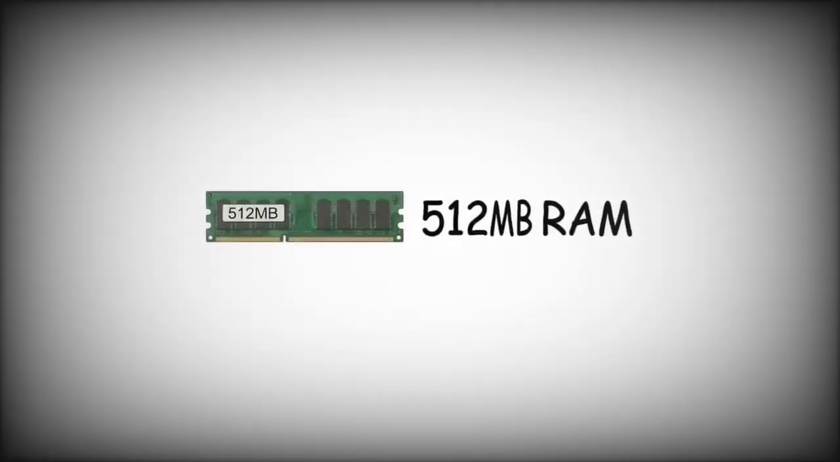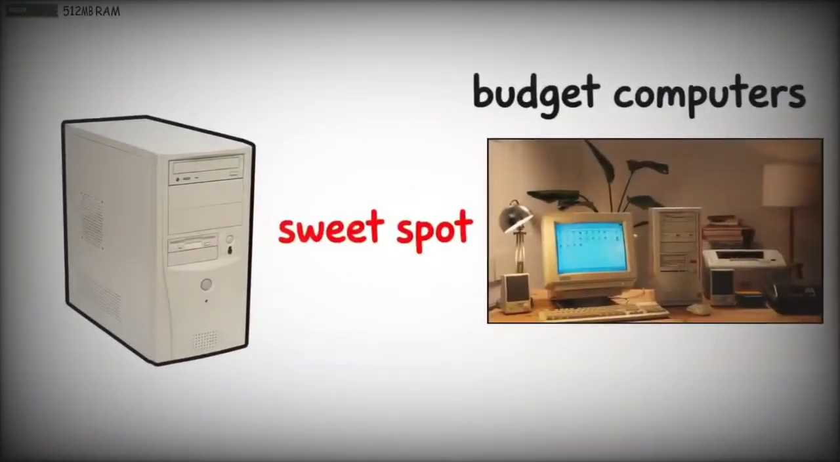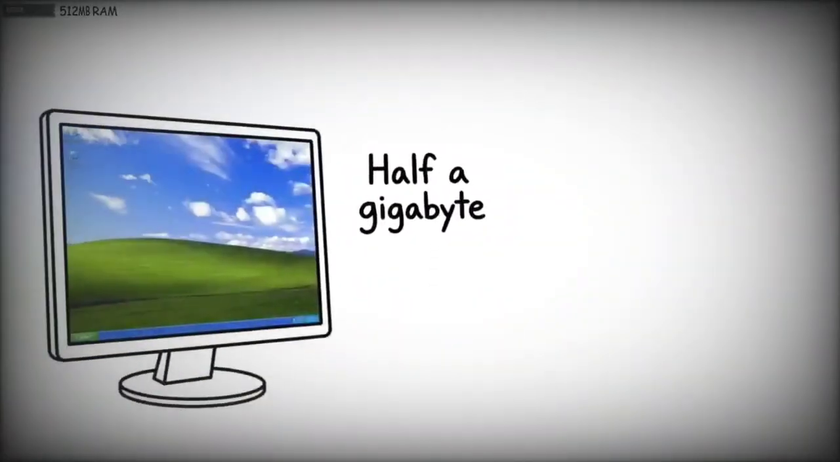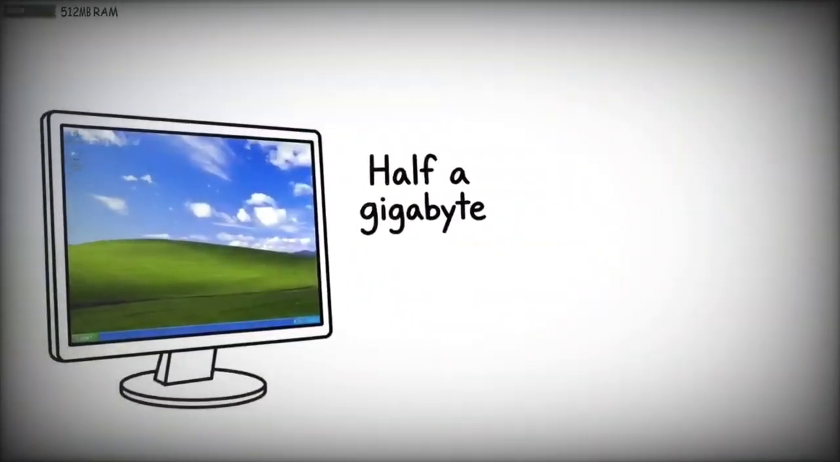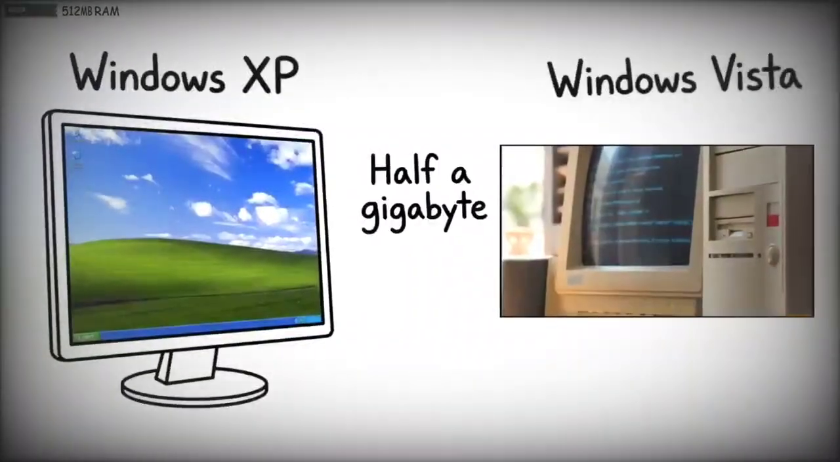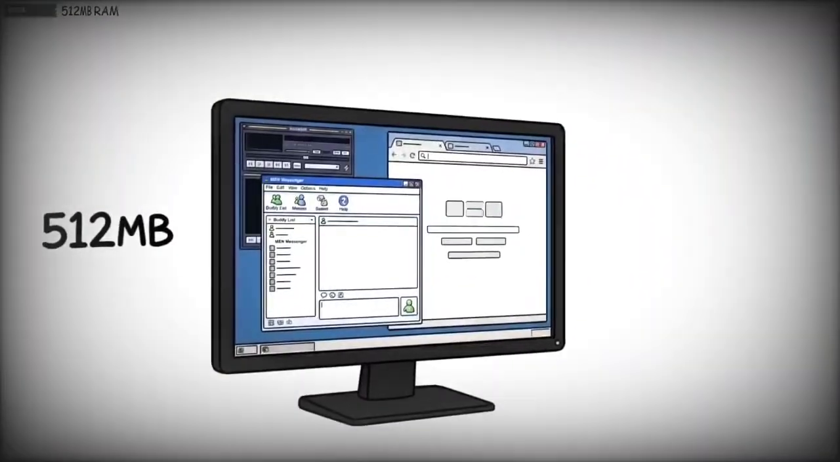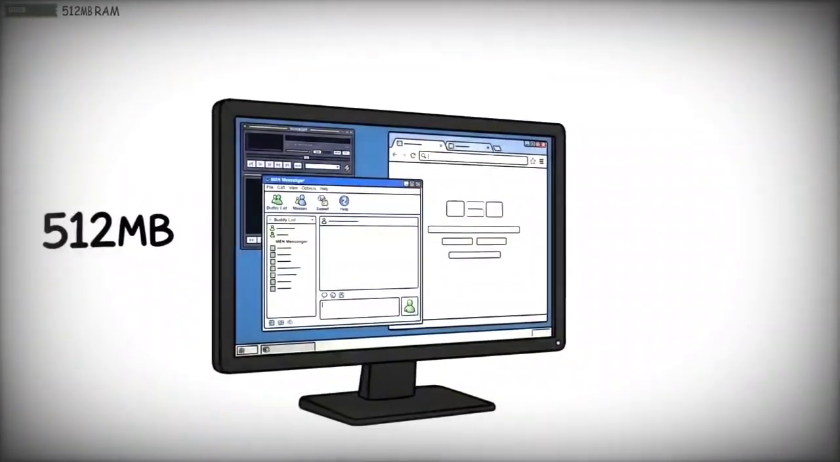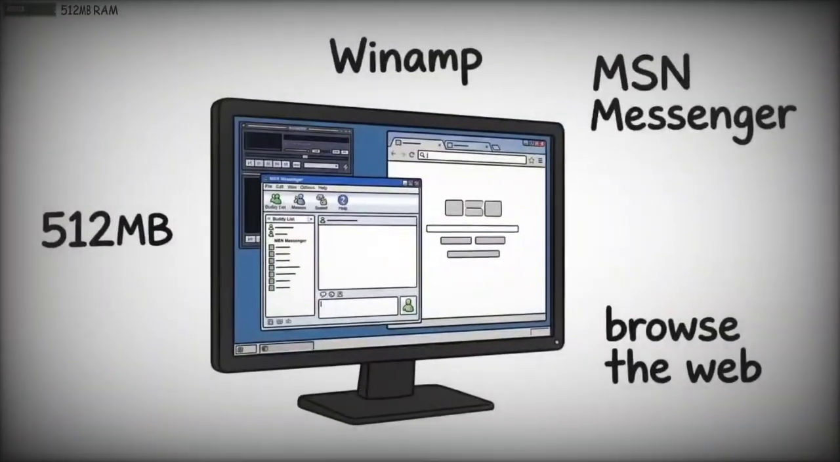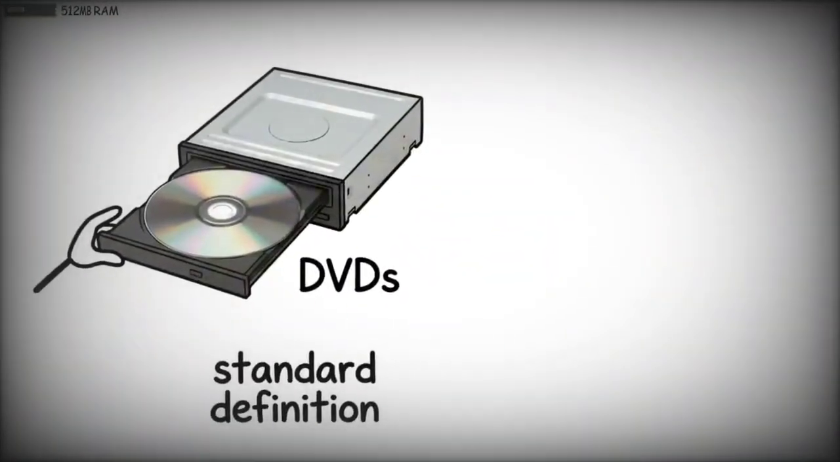512 megabytes RAM. This was the sweet spot for budget computers between 2004 and 2007. Half a gigabyte sounds tiny now, but at the time, it was enough to run Windows XP comfortably, and even early versions of Windows Vista, though Vista with 512 megabytes was a painful experience. With 512 megabytes, you could browse the web with a few tabs open, listen to music in Winamp, chat on MSN Messenger, and play games from that era at low settings. Watching DVDs and standard definition videos worked fine.